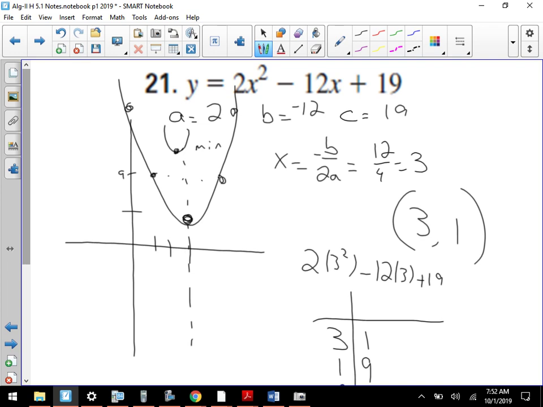Yay. Did this have any zeros? Remember when you did factoring stuff, if it wasn't factorable? That's because there weren't any zeros. They're imaginary.